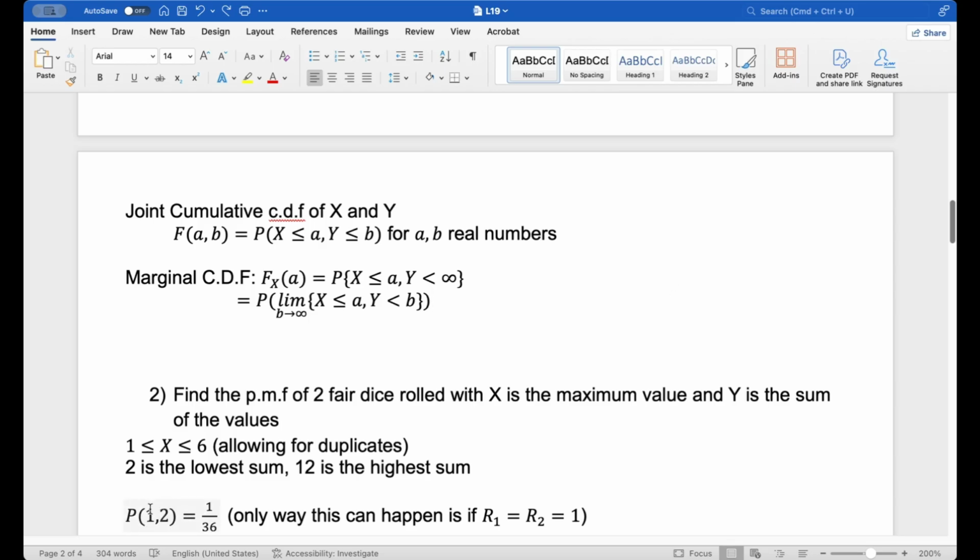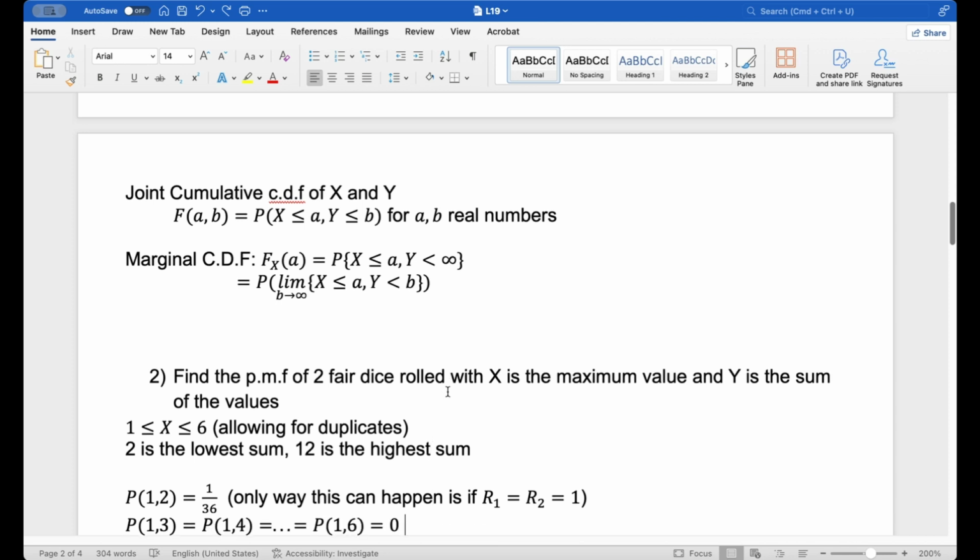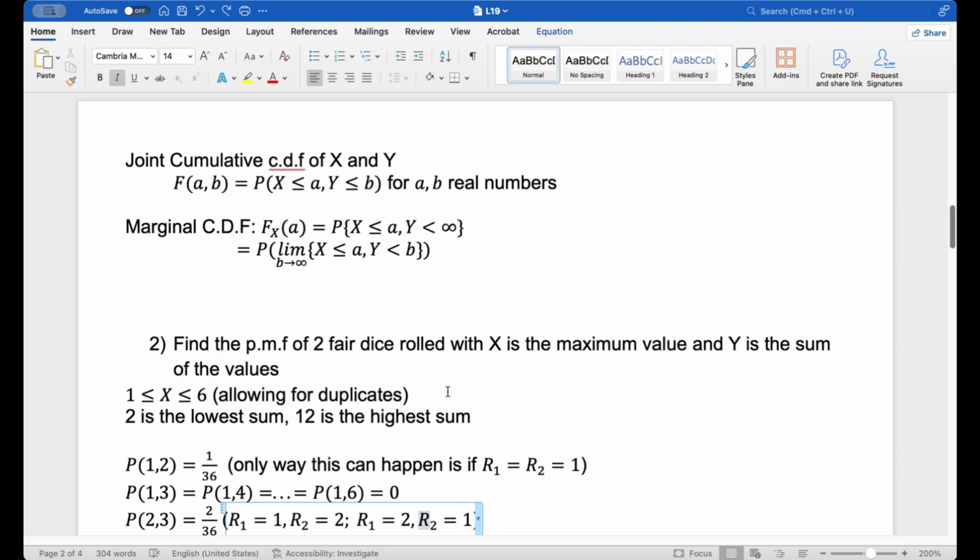So this notation (1, 2), the probability that X is 1 and Y equals 2, means the maximum is 1 and the sum is 2. That could only happen if they're both 1. So there's one way to do that, a 1 out of 36 probability. Now, we cannot have (1, 3), (1, 4), (1, 5), or (1, 6). If the maximum is 1, then both values have to be 1, and we cannot get a sum higher than 2. So all of the rest of those are impossible.